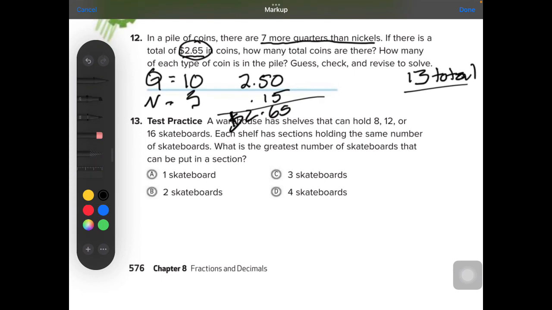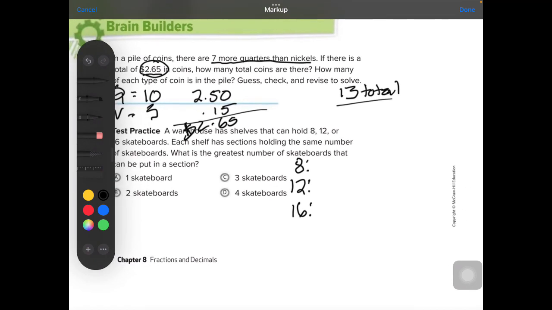You guys did great. Number 13, a warehouse has shelves that can hold 8, 12, or 16 skateboards. Each shelf has sections holding the same number of skateboards. What is the greatest number of skateboards that can be put on a section? Okay, so they have shelves. So you're thinking of greatest common factor. So we're going to have 8, 12, and 16. They're trying to throw you off by making you visualize shelves, but it's just the greatest common factor.